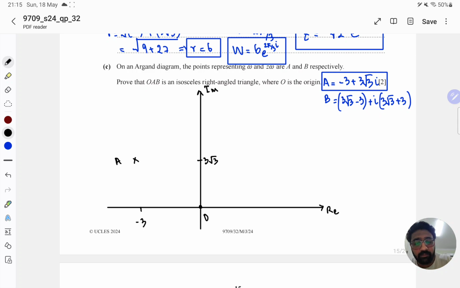If I talk about B, it is 3 square root of 3 minus 3. 3 square root of 3 minus 3 is something like 2 point something. It is going to lie here. And 3 square root of 3 plus 3 is going to be somewhat 8 point something, going to be here. So this is going to be the point B. If I join them, this is going to be a triangle.